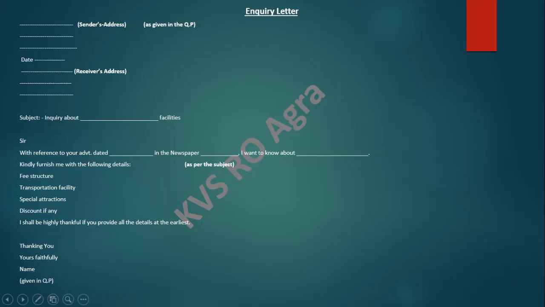And here you have to write down the name of the newspaper. I want to know about what you want to inquire about, that thing you have to write here. Then, kindly furnish me with the following details. As per the subject you have to write what you want to ask about the fee, the transportation facility, any special attractions, or some discount if that person is giving you. So you have to mention all those things you want to inquire from that person.